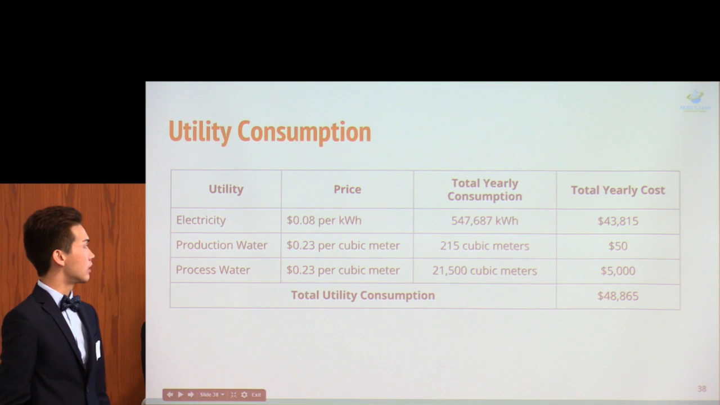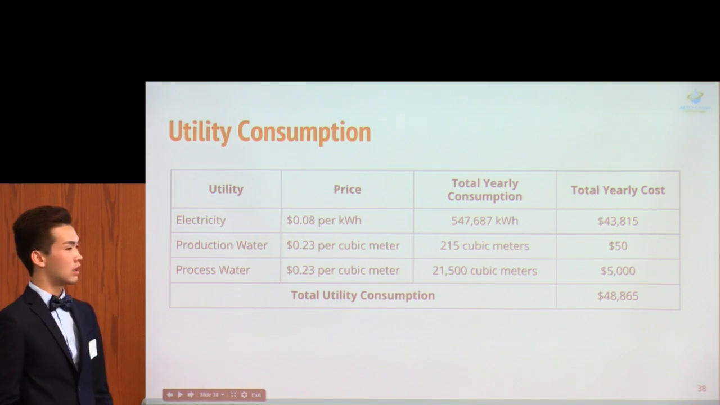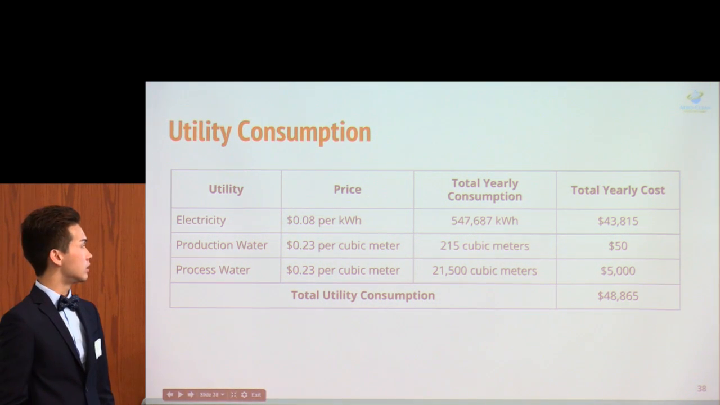For our utilities, we found the price of electricity in Fujian was 8 cents per kilowatt hour, and the cost of water was 23 cents per cubic meter. We determined our yearly usage of electricity and water, and found that the yearly cost would be around $50,000.